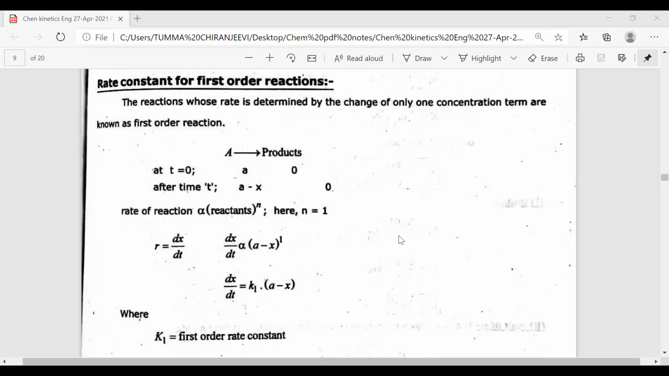Rate constant for first order reactions. So let's derive the rate equation for the first order reaction.